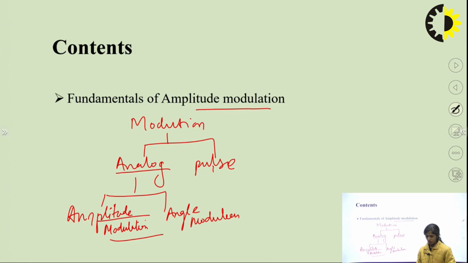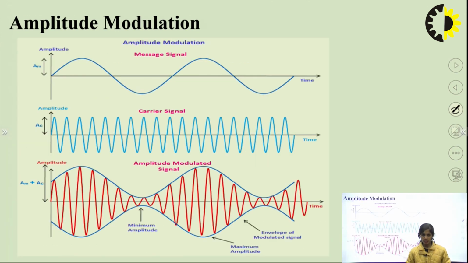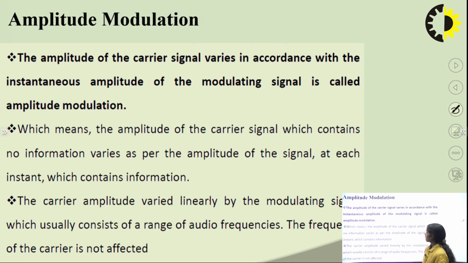First of all, we need to understand what amplitude modulation is. We know that modulation is a process in which we modulate the high frequency carrier signal with the low frequency signal. In this process, we have two signals: one is the message signal, called the modulating signal, and the other is the carrier signal, which is a higher frequency signal.